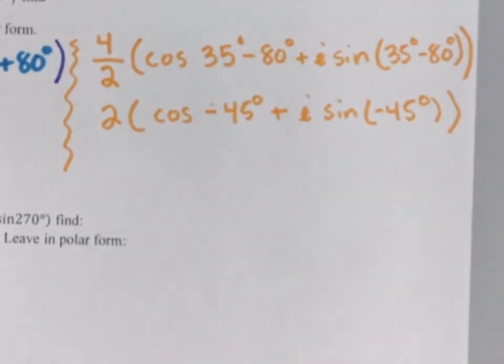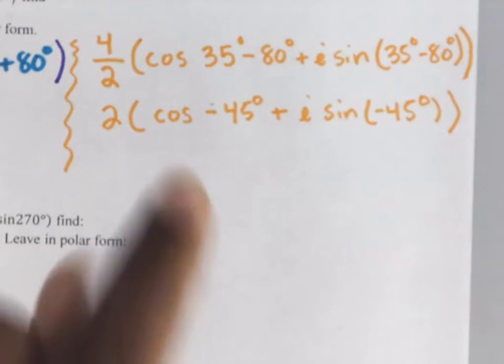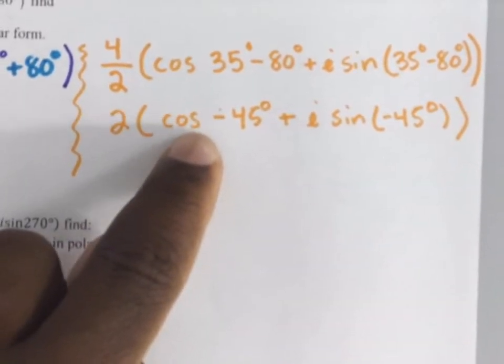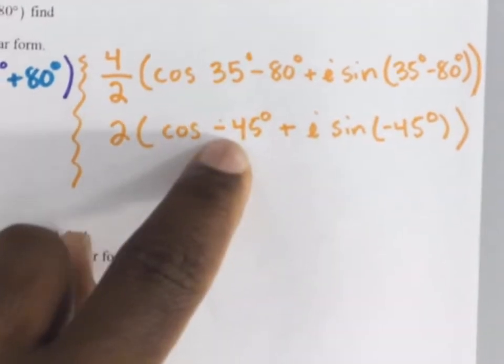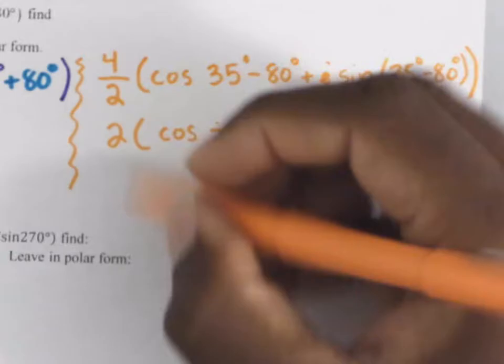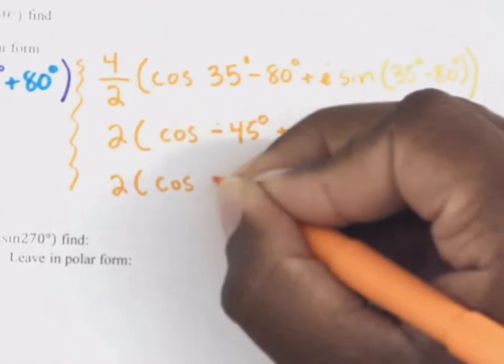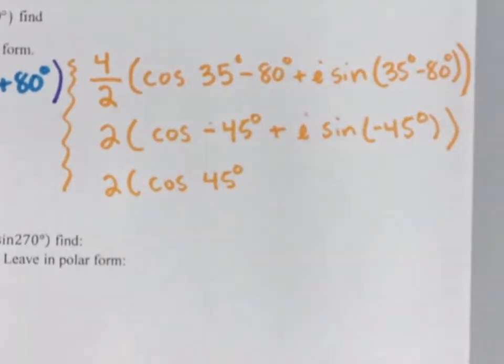I can simplify it with the angles being negative. If I think about the even-odd identities, cosine's even. Anybody remember what that would tell me to do with this? It'll be positive. I would just leave it as positive because with cosine, it doesn't matter that the angle's negative. I'll get the same exact value. So cosine being an even function, I can just write it as cosine of 45 degrees. And this is just even-odd identities.